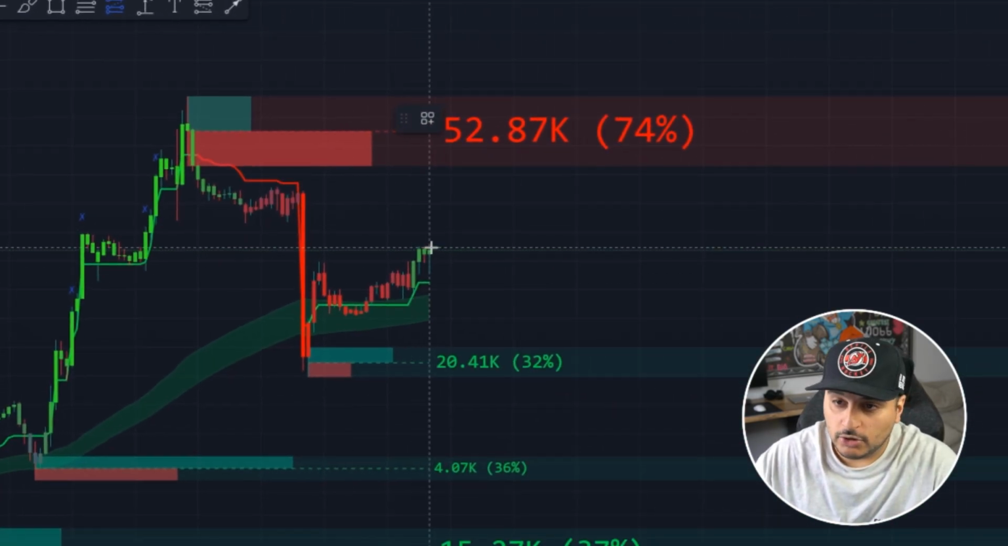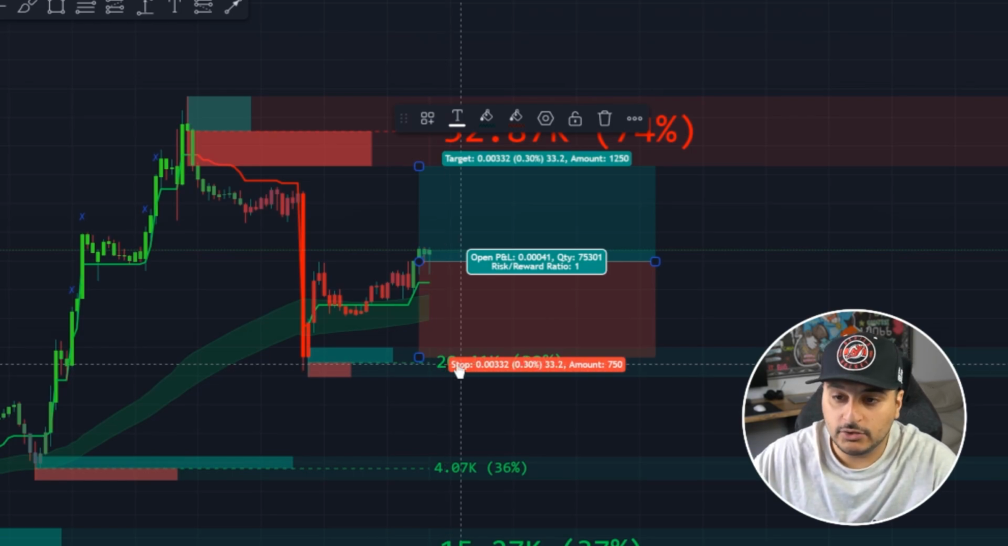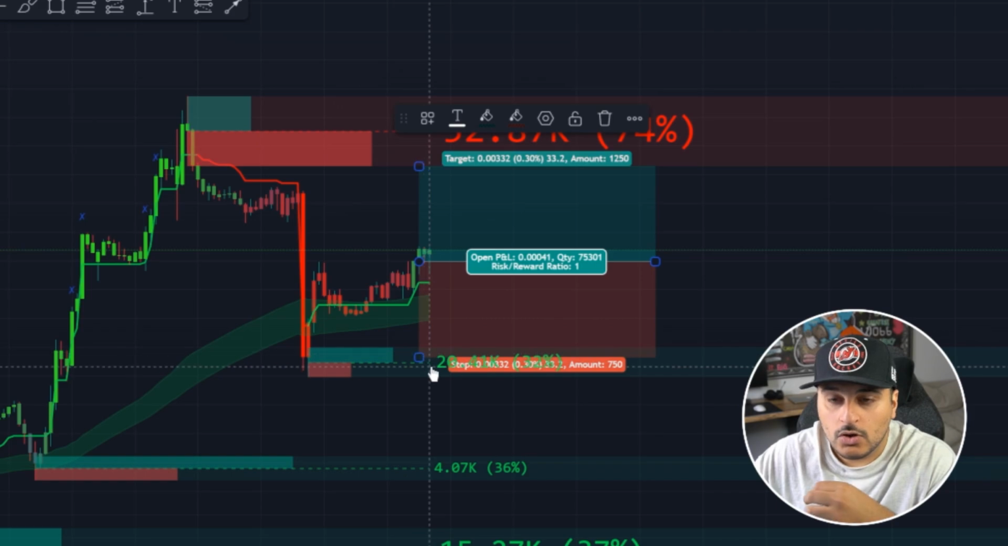We're gonna go ahead and take our long position size tool. We're gonna set it at the top of the candle. At the close of that green candle is where we want to trade. Now for the stop loss, we want to use the last swing low or the last order block that we have on our charts.